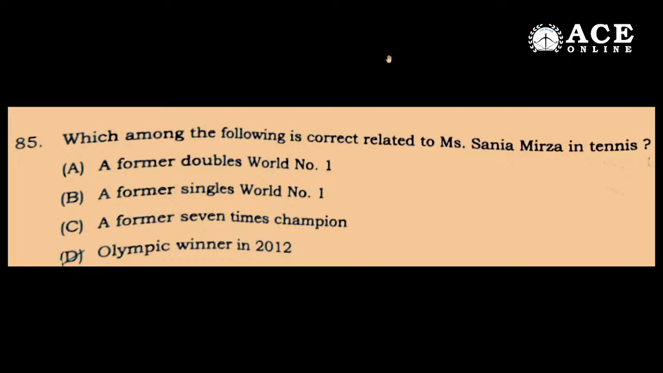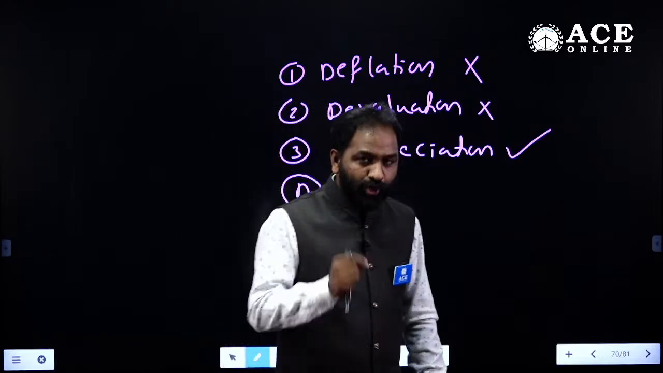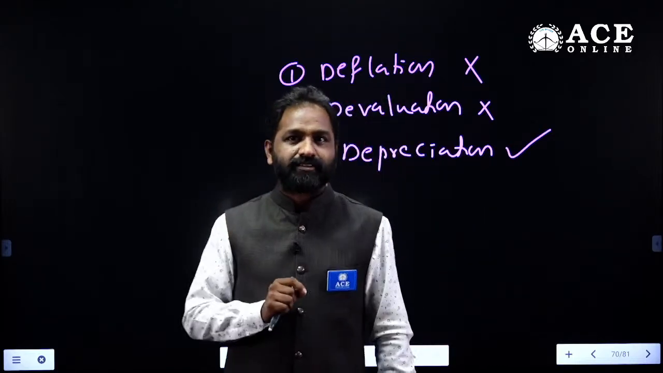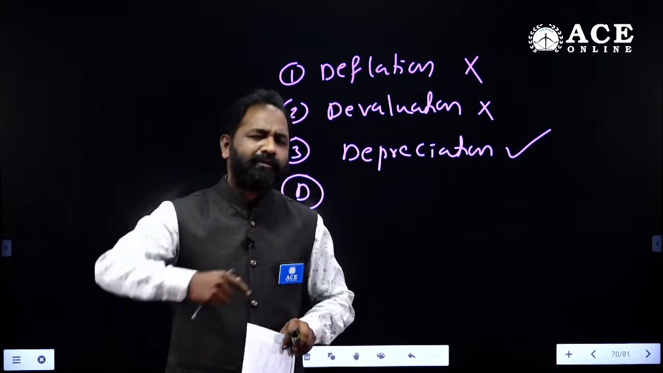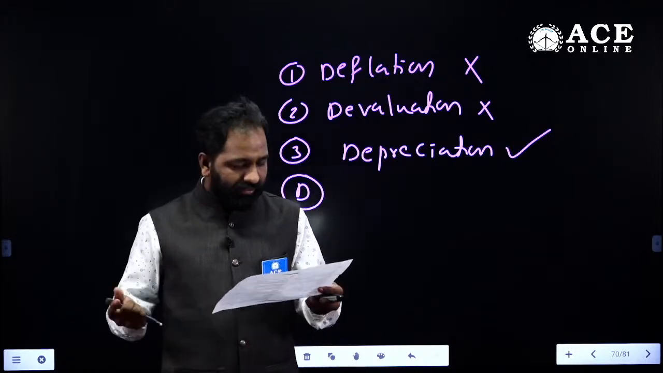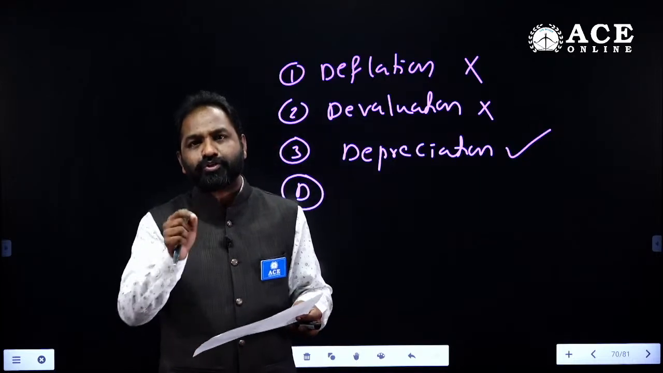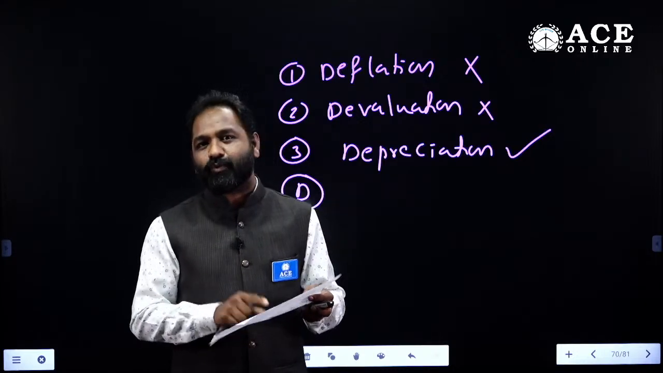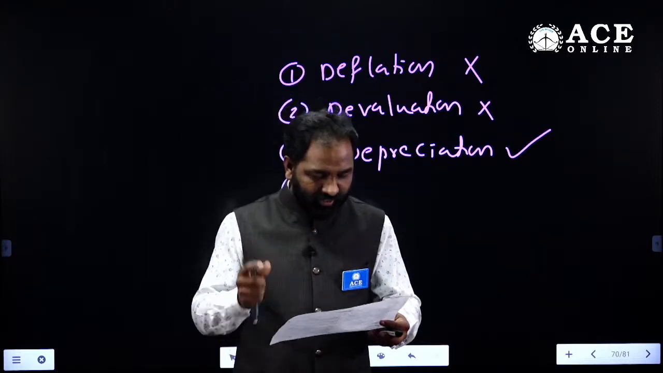Unless you know personally the data about Sania Mirza, you cannot give the answer. But I can give the answer straight away. The answer is a former doubles world number 1. Because most of the time Sania Mirza played tennis in doubles, not singles. Even though she played singles, she participated in Wimbledon or US Open only as doubles. And if you go through option D, Olympic winner 2012: in 2012, India won 6 medals, but out of those 6 medals, Sania Mirza did not win any. Saina Nehwal won a medal. So without knowing the correct information, you cannot give the right answer.